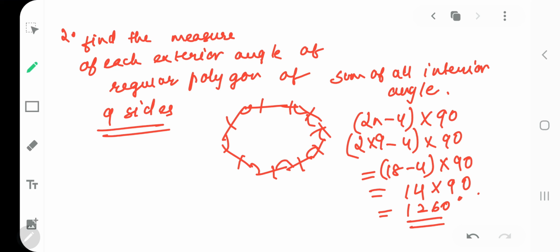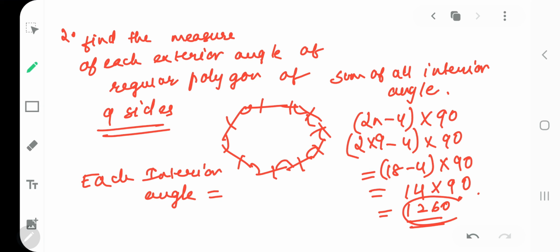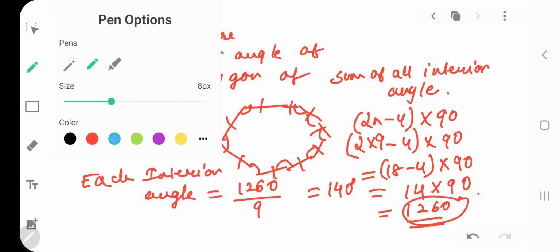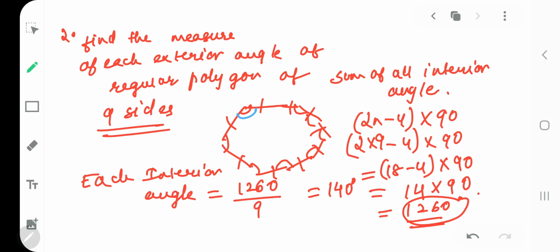Now, if you want each angle, what will you do? Each interior angle is the total sum of interior angles upon the number of sides, that is n. N is 9 here. So here you will get 140 degrees as each interior angle. Got my point? So this is 140, suppose.